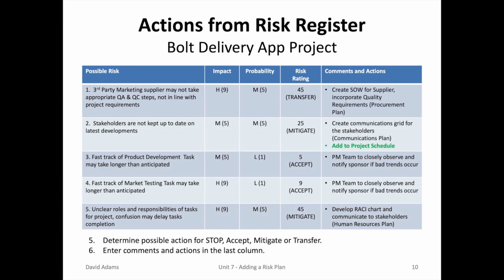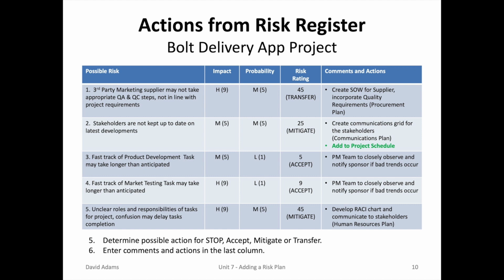The next step is the most important part of the risk register, the actions from the evaluation of the risk assessment. When the group looked at the third-party marketing supplier and saw the 45 rating, they decided they need to transfer the risk. That is, create a statement of work, or SOW, for the supplier, incorporating the quality requirements to make sure that quality is adhered to.